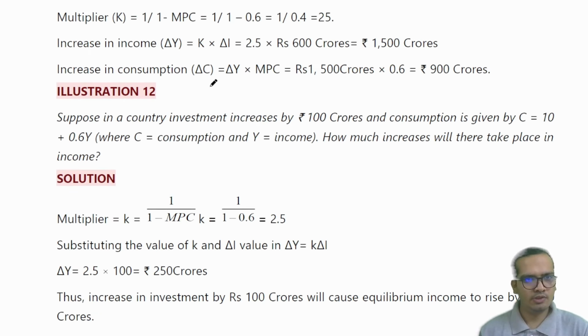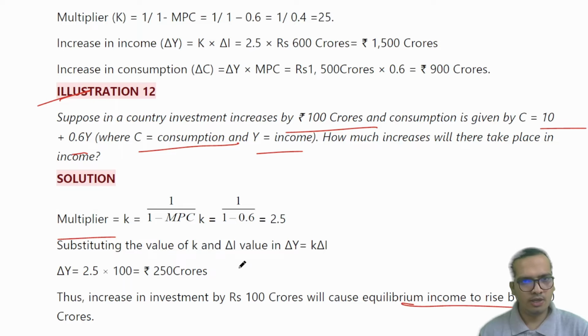And we have the last one, that is the 12th one. Suppose in a country investment increased by 100 crore, and consumption is C = 10 + 0.6Y, where C is consumption and Y is income. How much increase will take place in the income? So we have to calculate using the multiplier effect. The increase in investment will cause a rise in income by 250 crore, that is 2.5 times.